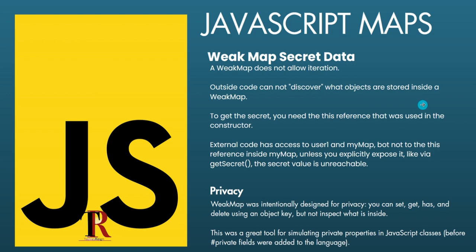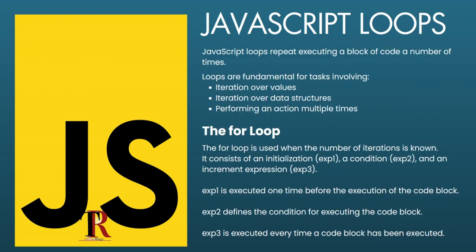So moving on from this, we are going to be looking at an entirely new topic, which is JavaScript loops. JavaScript loops repeat executing a block of code a number of times. If you look at the different concepts we've discussed, like object, array, set, and map, you realize that in all of these we've made use of loops in one way or the other to iterate over their elements.